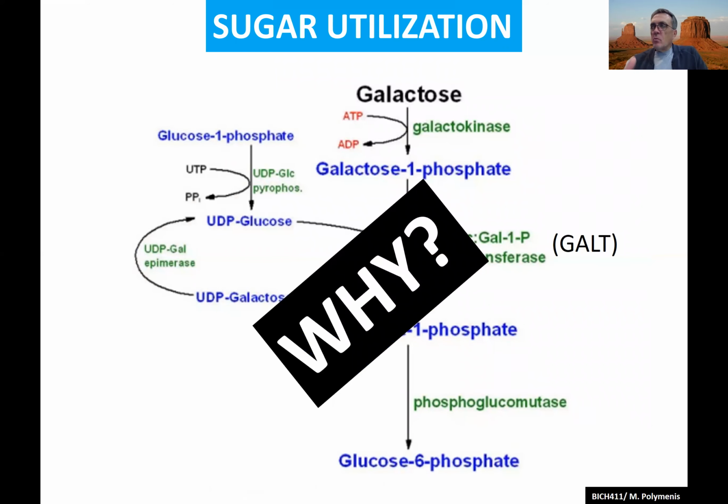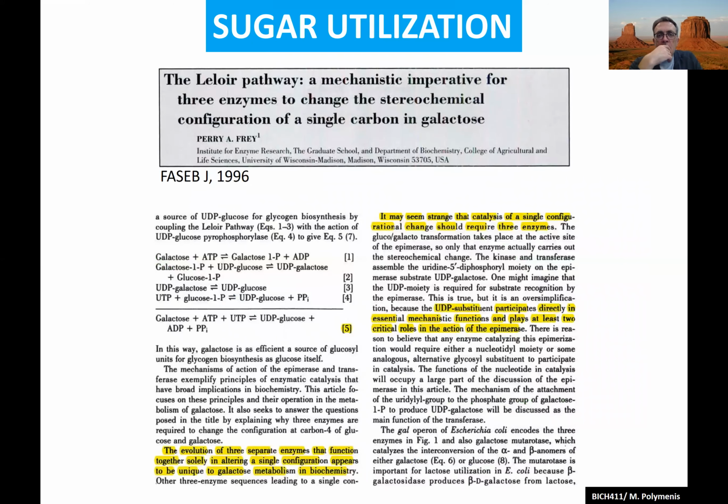Why so complex, right? I feel your pain, okay? When you go through this and you say, well, why do we need to do all these reactions? Yes, Leloir got his Nobel Prize, but why? There is actually no real answer, and people have thought about this. I thought I would make you feel better if you see this from an actual paper, and I highlight a few things here.